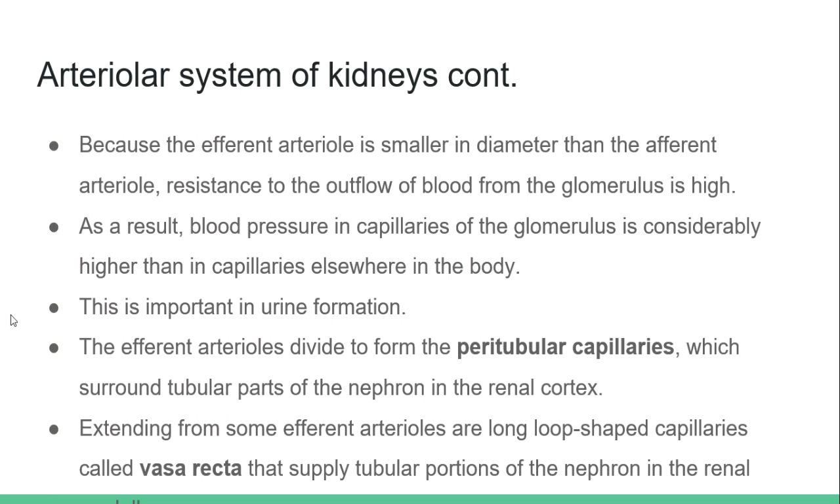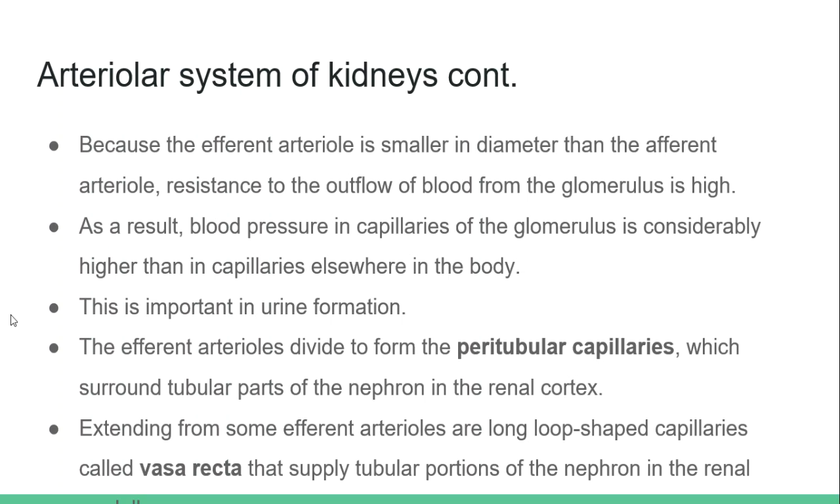Because the efferent arteriole is smaller in diameter, resistance to the outflow of blood from the glomerulus is high. As a result, blood pressure in the capillaries of the glomerulus is considerably higher than in capillaries elsewhere in the body. This is important because there would be a high pressure exerted in the glomerulus, resulting in filtration, where small molecules are filtered out, leaving the large molecules like red blood cells behind.